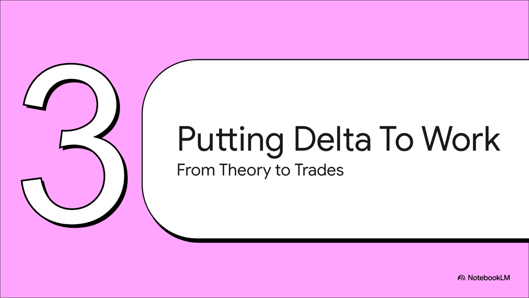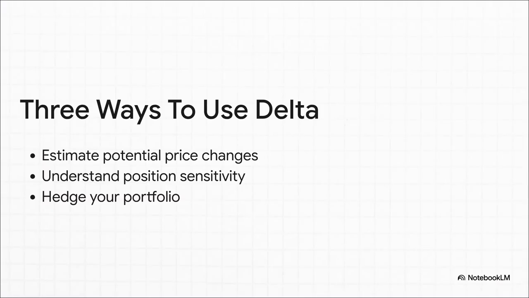All right, enough theory. We've covered the what and the why. Now let's get to the most important part. How do you actually use this stuff? How does knowing about delta actually make you a smarter, more confident trader? Well, you can put delta to work in 3 really powerful ways. First, you can estimate how much your option's price might change before it happens. Second, you can finally get a true sense of how exposed your position is to big market swings. And third, for more advanced folks, you can even use it to hedge your portfolio, basically building positions that are less affected by small, choppy price changes.